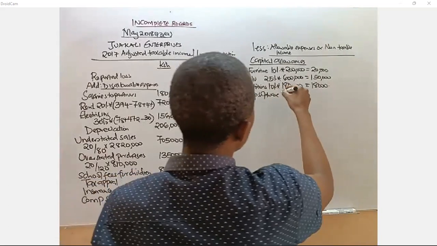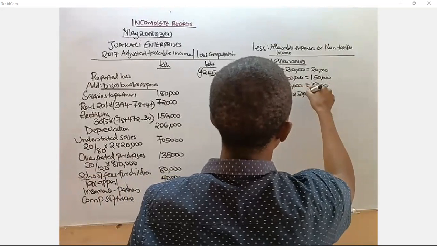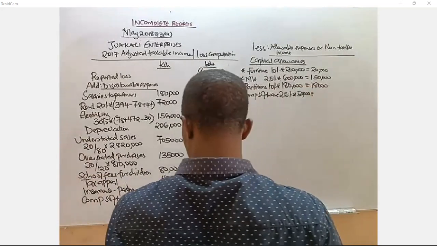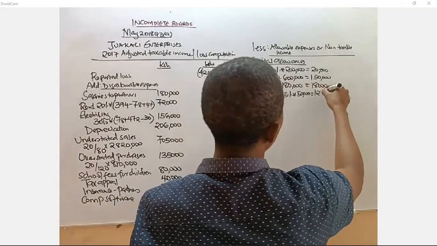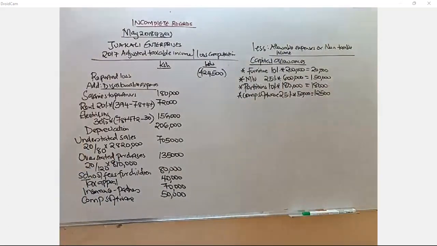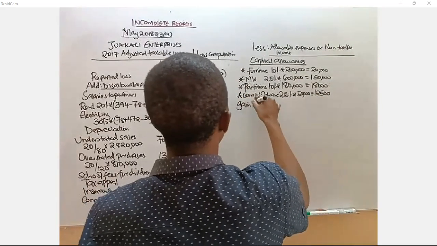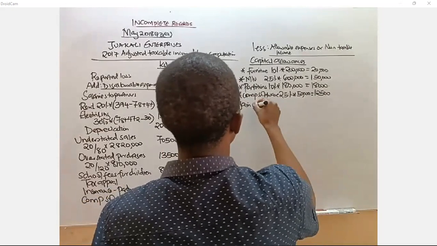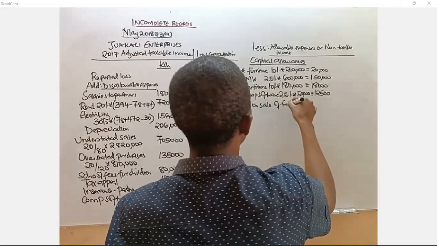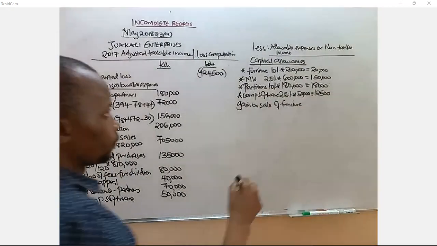Computer software was 25%. What was the cost? 50,000. So how much is this? A quarter of 50 gives 12,500. Then we also have to deduct untaxable income, which was the gain on sale of furniture. We computed the gain on sale of furniture and were able to get around 24,000.